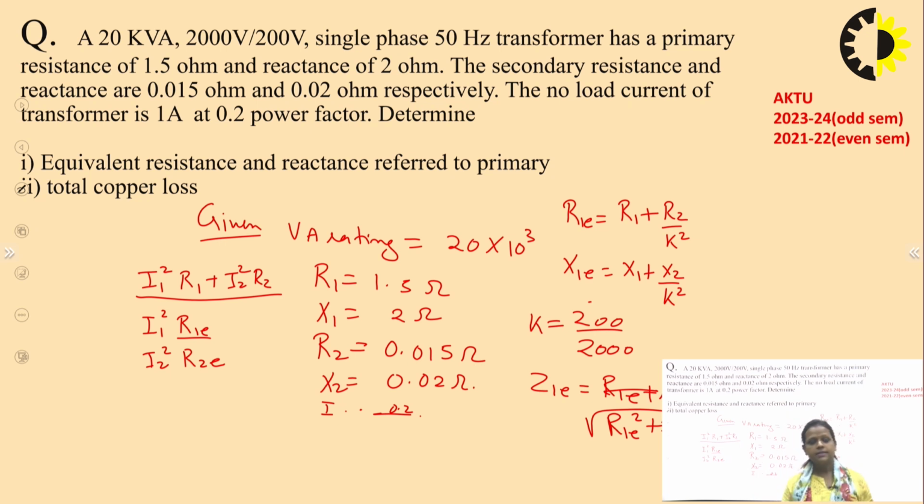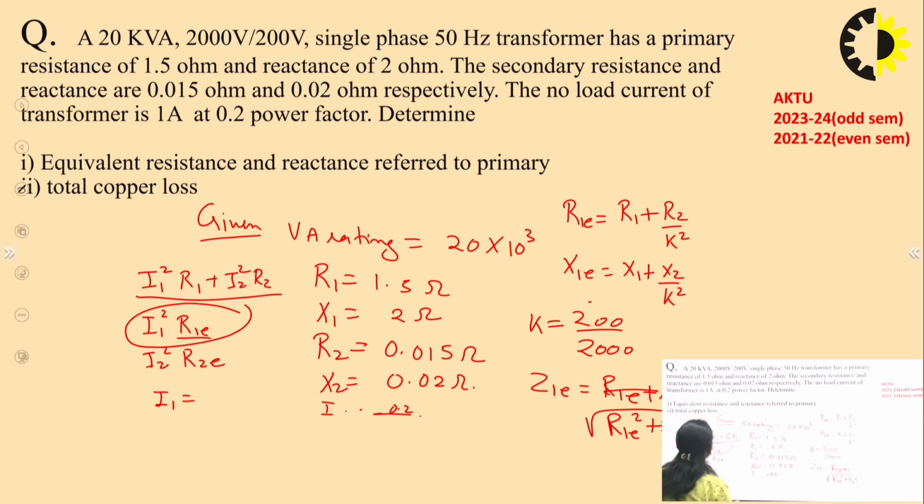So in our case, we already know the value of R1E. So we will find copper loss by using this formula, right? I1 square R1E. We know the value of R1E, but we don't know the value of I1, right? So how will you find the value of I1? This I1 will be equal to the rating, which is given as 20 into 10 power 3, divided by V1, that is 2000, right? So this is how you can find the value of I1.